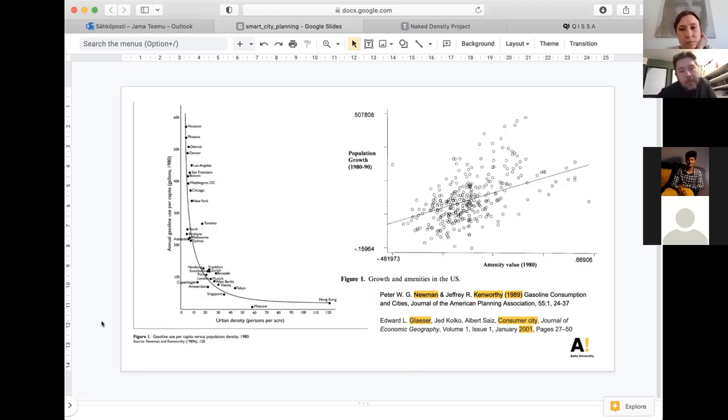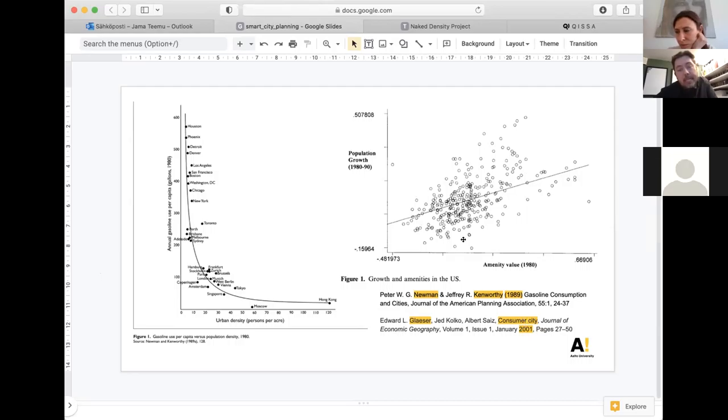phenomenon. And at the same time, urban economists, namely Glaeser, probably the most cited urban economist, was studying the consumer city, meaning tracking the density, the population growth and the amenity values, meaning how many amenities, how much economic activity there is. And surprisingly, he spotted that if there is a more dense city, then there is more value related to the amenities.